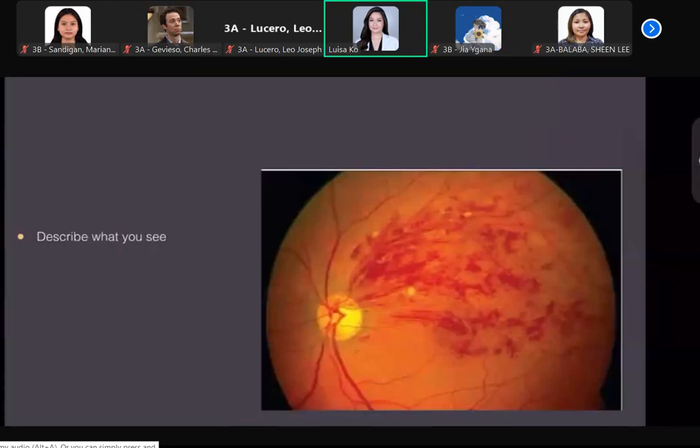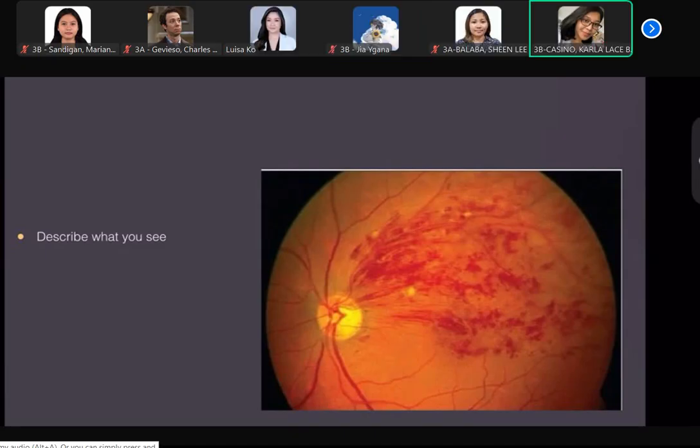So it looks a little bit the same, no? We have dot and blot hemorrhages. We have flame-shaped hemorrhages along the retinal nerve fiber layers. But it does not involve the whole retina. So this is a case of branch retinal vein occlusion, Doc. Okay, very good. A branch retinal vein occlusion because it's only a branch.